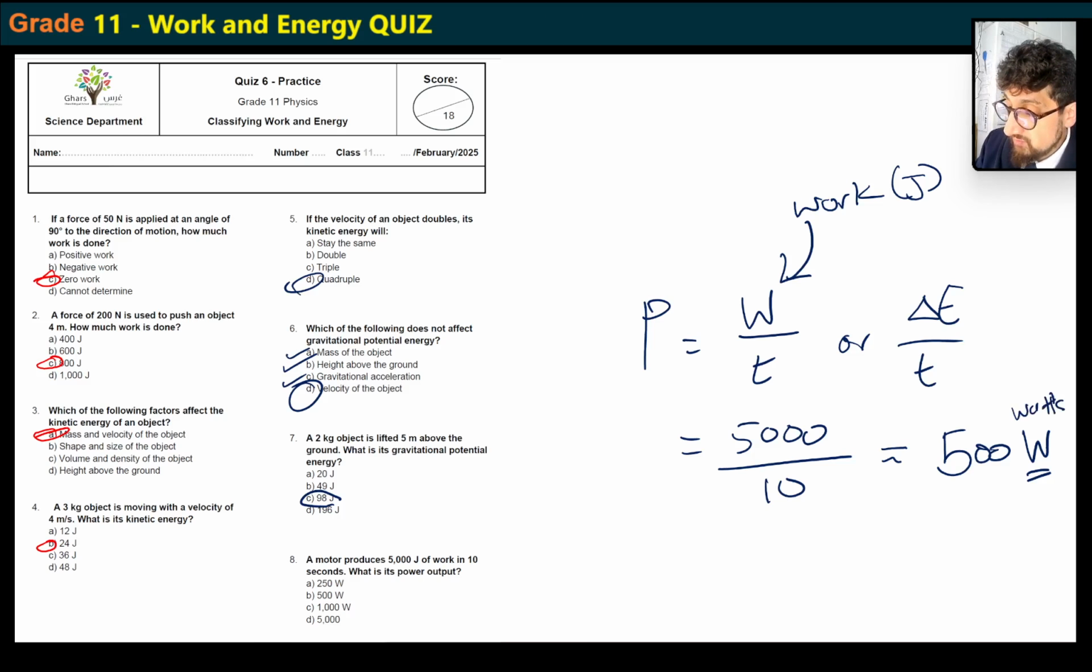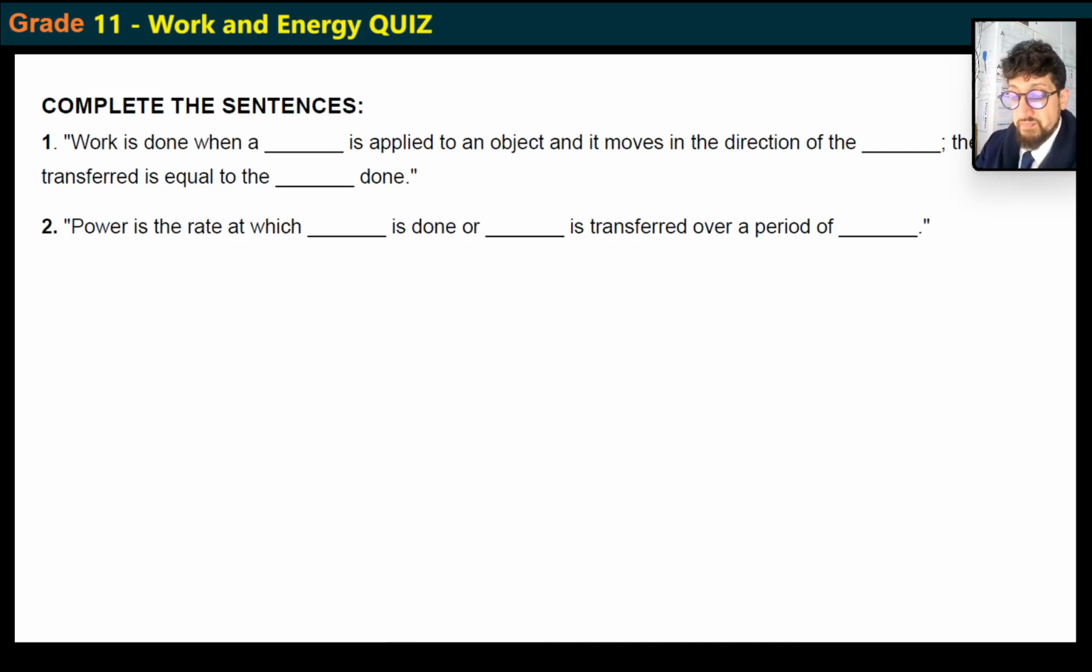So please don't confuse the two. They have nothing to do with each other. Well, they kind of do, but they're not related. Okay, so that's watts and that's work, but they both have the same symbol, which is W. Okay, so the answer was 500. Let's keep going because I really want to make this as short as possible.